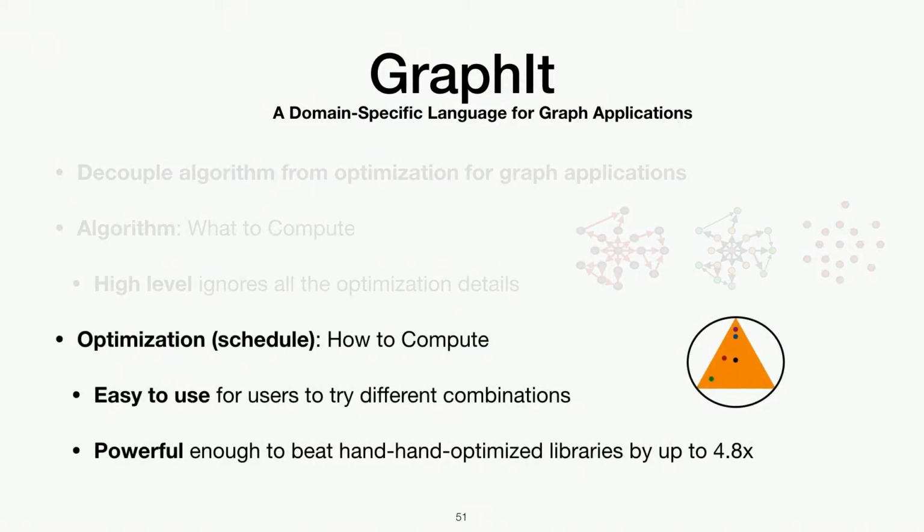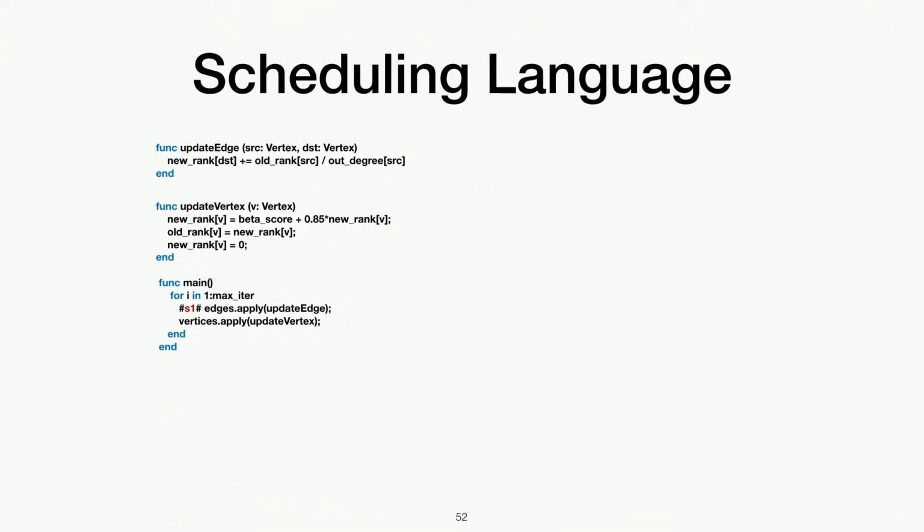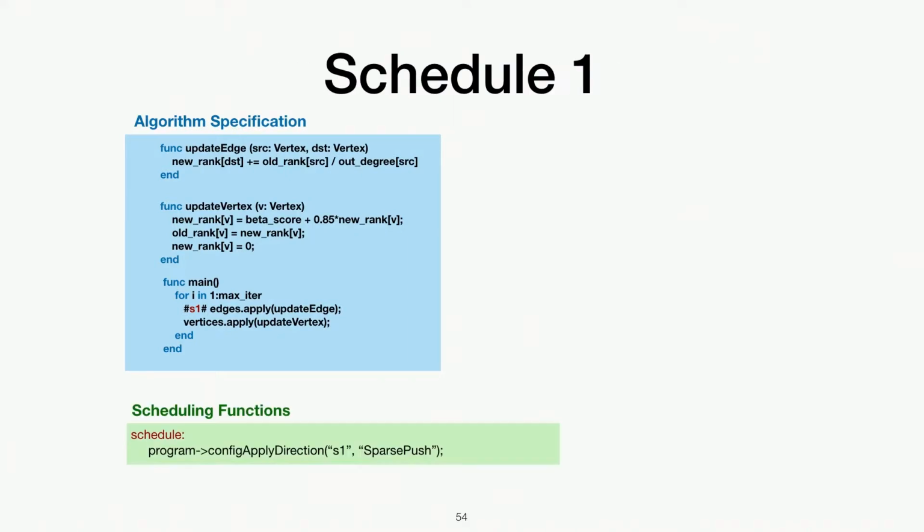Then the next thing you can do is come up with this schedule. The schedule should be easy to use, and it should be powerful enough. I should be able to get the best speedup possible, because I can tell you all the crazy things I can do to the code. So here's my program for PageRank, and for this algorithm, I can provide this schedule in here.